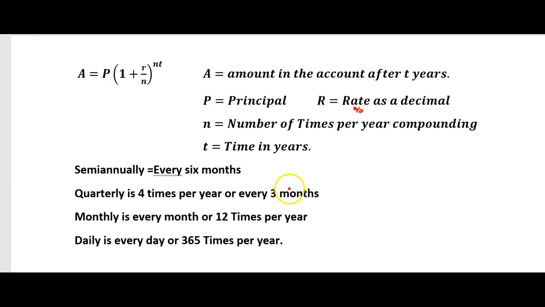Now, when we talk about N, the number of times per year, if we say semi-annually, that means every 6 months, or N would be 2 because that would be 2 times per year. Quarterly is 4 times a year or every 3 months, so we would say N is 4. Monthly is every month, or N would be 12. So this number is how many times per year are you compounding? And daily would be 365 times per year, so N would be 365.